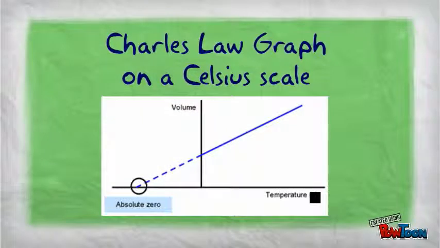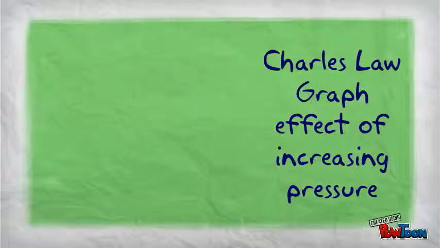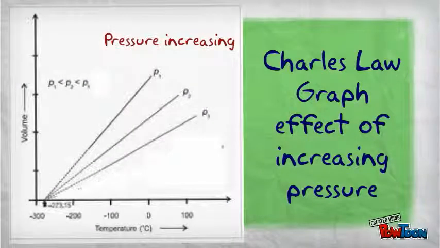Let's look at Charles' law graph on a Celsius scale, and you can see there volume against temperature on a Celsius scale. You can see that absolute zero is marked at the point where the temperature is minus 273 degrees Celsius. Let's look at what happens if we increase the pressure. Well, if we have volume plotted against temperature, but we start doing experiments in which we gradually increase the pressure each time, then the gradient of that graph will become less steep.